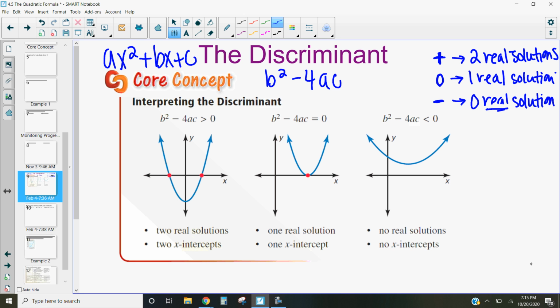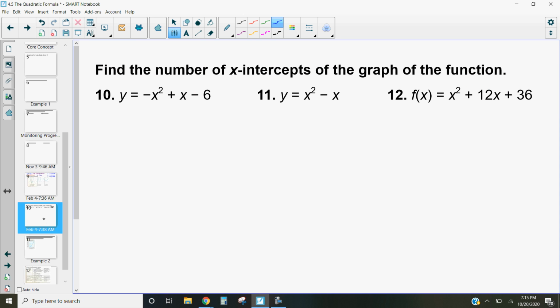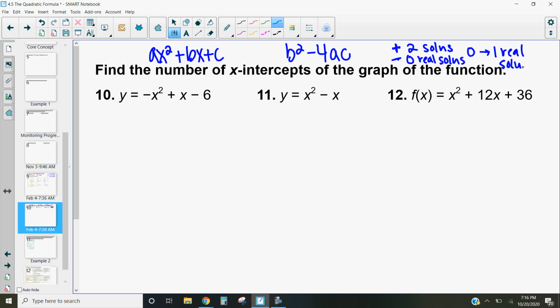So let's practice finding the discriminant. So right here, remember, we're in the form ax squared plus bx plus c, and our discriminant that we use is going to be b squared minus 4ac. And remember, if that's positive, there are two solutions. If it is negative, there are no real solutions. And if it is 0, then there is one real solution. So let's go ahead and calculate how many solutions there are for each of these.